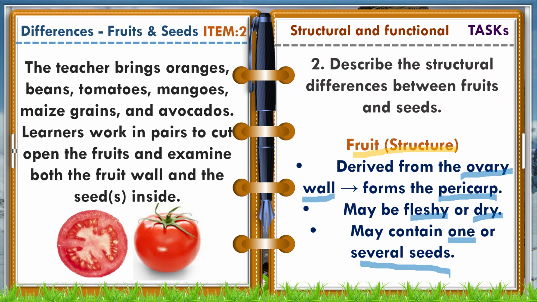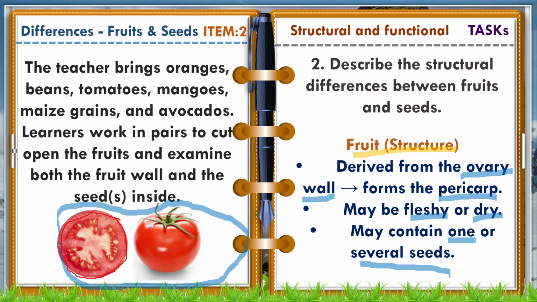When you look at the structures that we have here, this is a fruit, which is a tomato fruit. We say it is formed from the ovary wall. All this that we see was originally the ovary wall, and it forms the pericarp. Pericarp is made up of three layers. The outer layer, which we call the exocarp.